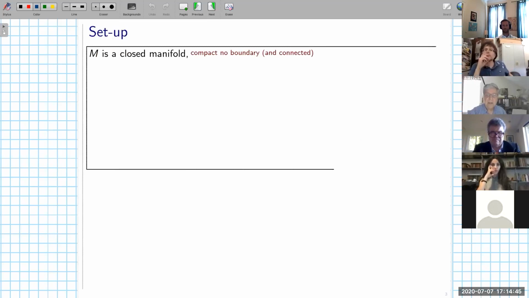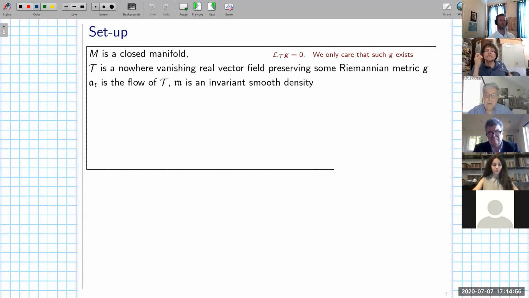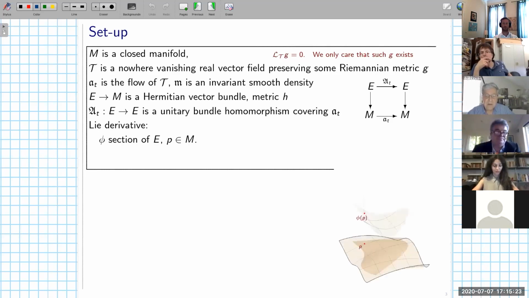So the setup is, again, we have a closed manifold, which is compact, no boundary, connected, with a nowhere vanishing vector field that preserves some metric. We have the flow of the vector field and an invariant density, a Hermitian bundle with metric H, and then a unitary operator on the bundle that covers the action of the vector field T. And then one has a Lie derivative defined with these ingredients, which is that if you take a section, maybe I can point, yes.